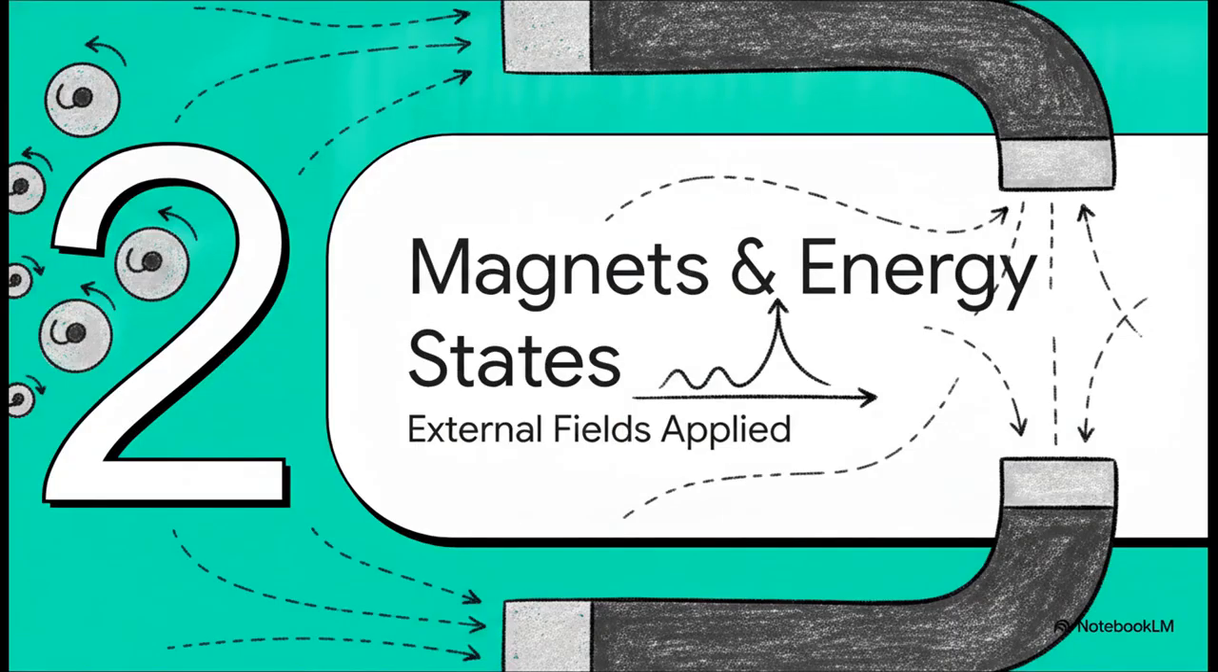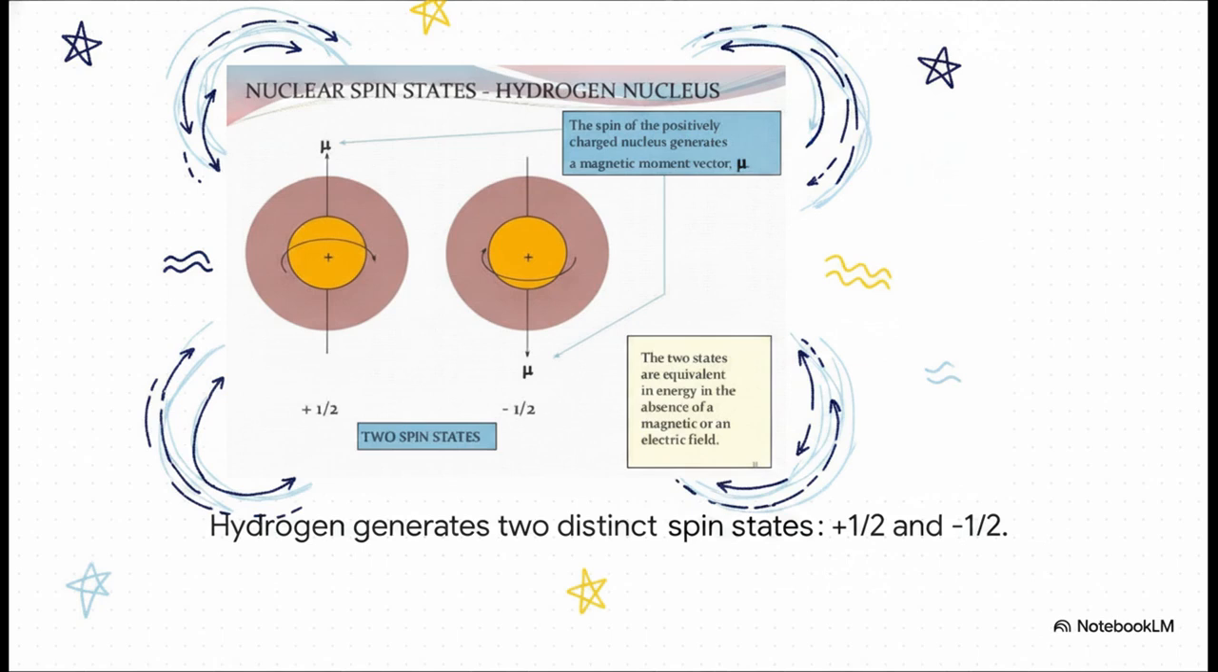Section 2. Magnets and energy states. Okay, so any moving electrical charge creates a magnetic field, right? That means a positively charged spinning nucleus generates its own tiny magnetic moment vector. You can see it represented by that arrow, which gives us two distinct spin states to work with, a +1/2 state and a -1/2 state. Normally, out in the wild, these are totally random and equal in energy.